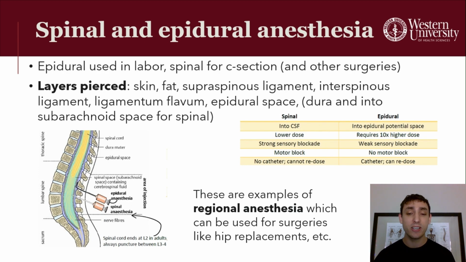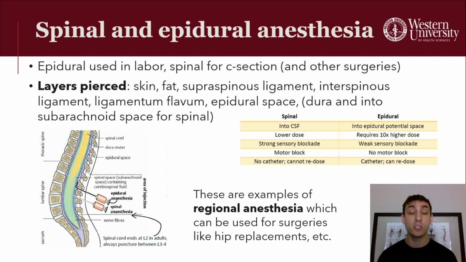Spinal and epidural anesthesia, these are examples of regional anesthesia. So again, you're using your local anesthetics, like your bupivacaine or ropivacaine for these. Your epidurals, you're going to see a lot during labor, and spinals you're going to see during C-sections, or they could be used for a lot of other surgeries too, like hips and knees.